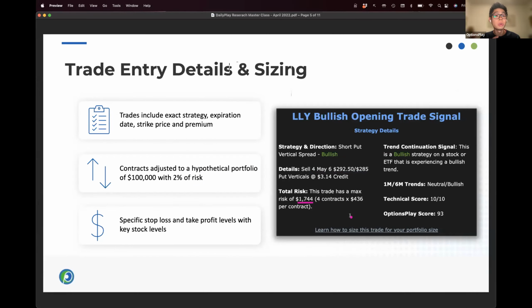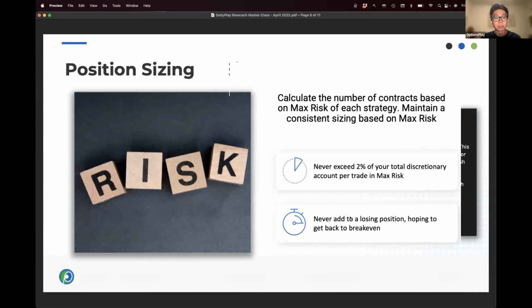And I'm going to show you how you can adjust this based on your portfolio size, because likely you don't exactly have a $100,000 portfolio, and perhaps you're willing to risk a little bit more or a little less as a percentage of your total portfolio. But we also send you specific take profit and stop loss levels based on these trades, as well as based on the underlying stock itself. But that's the change that we're making to the daily play: we are trading a hypothetical $100,000 portfolio with a maximum risk of 2% on the particular trade.